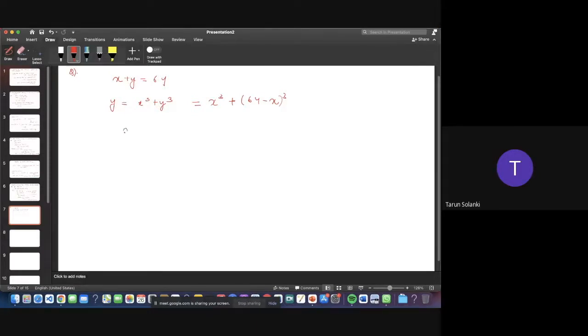So dy/dx will be 3x square minus 3(64 minus x) whole square, which equals 0. So we can say 3 of (2x minus 64) into 64 equals 0. So x equals 32. So d square y/dx square is positive. So hence it's a minimum.